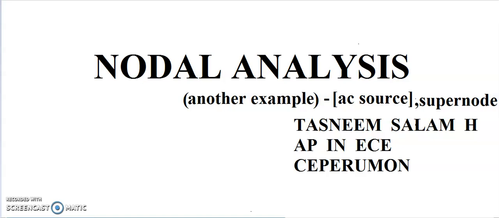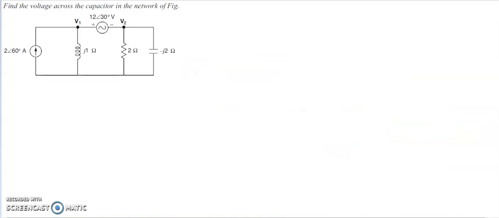Today I'll be dealing with another example on nodal analysis with AC source including supernode. Here we have the problem: find the voltage across the capacitor in the network shown in the figure. That is, we have to find V2. So how can we do that?